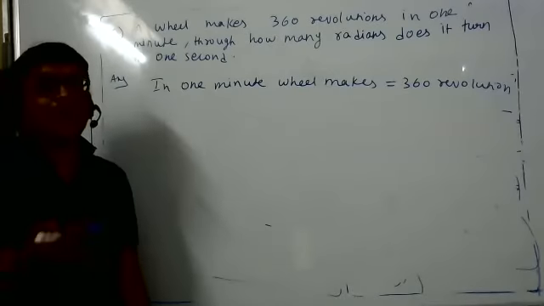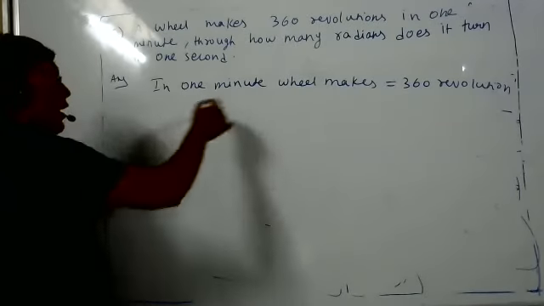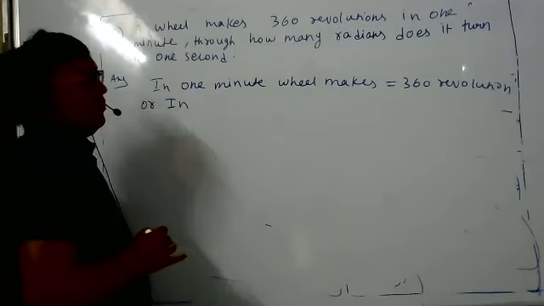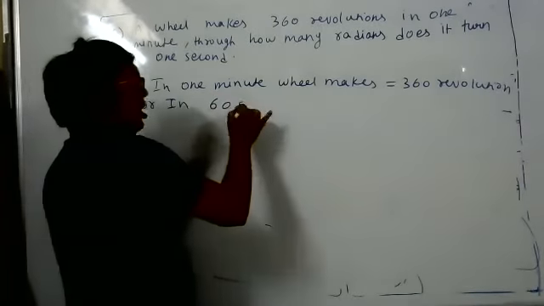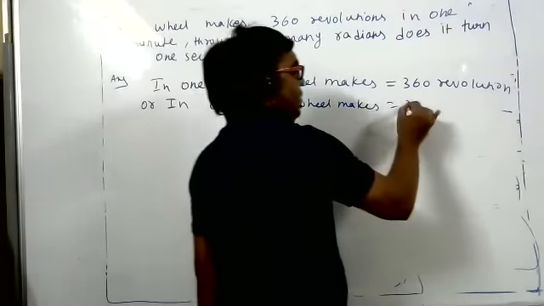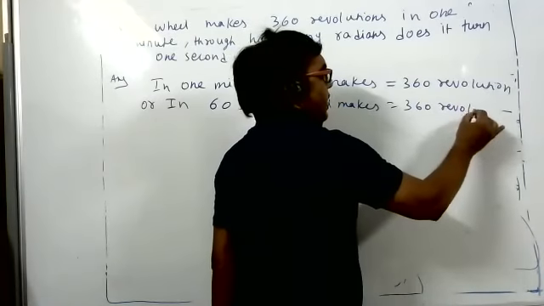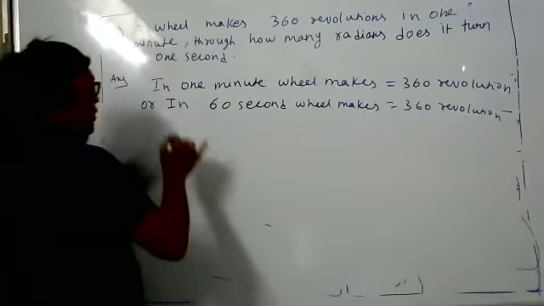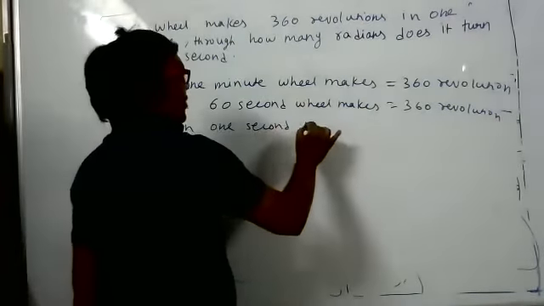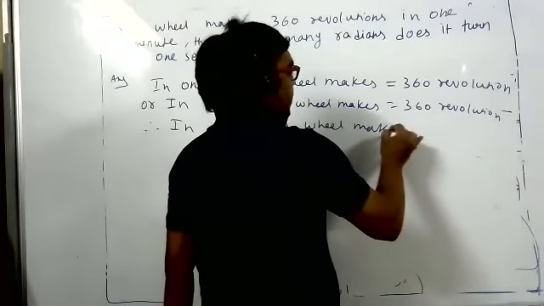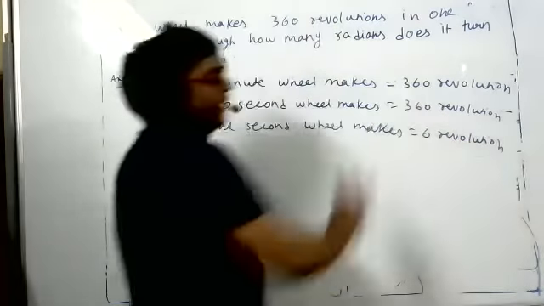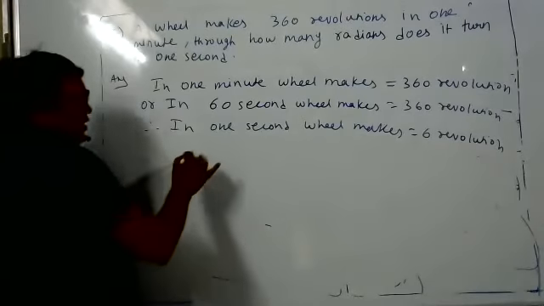First we will find by how much it turns in 1 second. In 1 minute the wheel makes 360 revolutions, and 1 minute is equal to how many seconds? 60 seconds. In 60 seconds the wheel makes 360 revolutions, but I am more interested in 1 second. Therefore in 1 second how many revolutions? 6 revolutions. Very good. If the wheel makes 6 revolutions, by how many radians does it turn? 12 pi radians. Very good.